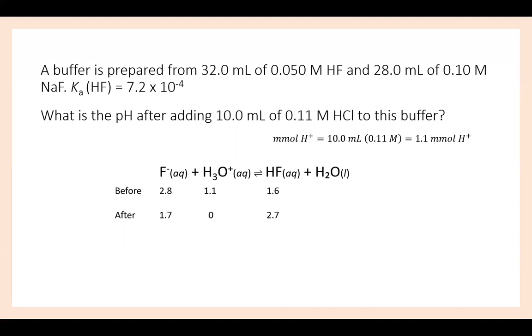We also find that we add 1.1 millimoles of HF. So 1.6 plus 1.1 gives us 2.7 millimoles of HF. We then use those numbers in our Henderson-Hasselbalch equation and find the pH is 2.94. So when we add acid to our buffer, the pH decreases slightly.